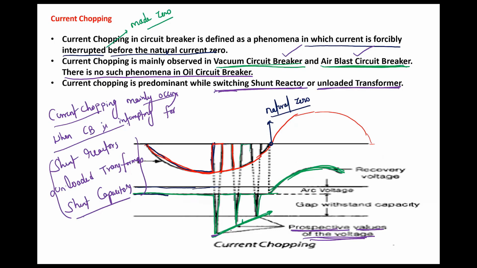So again we are chopping. Again the arc is restruck. Again we are chopping. As the number of chops increases, the prospective voltage is decreasing. At some low value of prospective voltage, the arc will not restrike. That is the idea of current chopping.